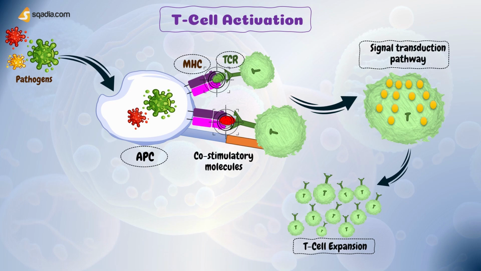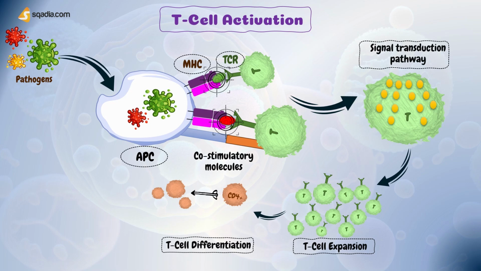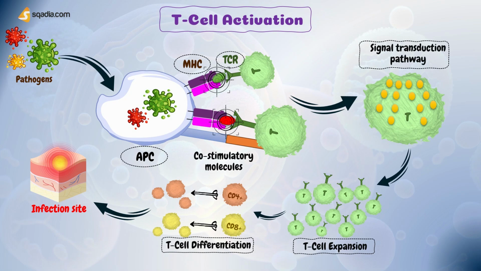These effector cells then undergo differentiation as well, such as particular subsets of T cells, like CD4 plus T helper cells differentiate into further subsets such as Th1, Th2, etc., each with specialized functions. And CD8 plus cytotoxic T cells develop cytotoxic capabilities to directly kill infected or abnormal cells. These activated T cells then migrate to infection sites, exerting their effector functions to eliminate pathogens and restore immune homeostasis.